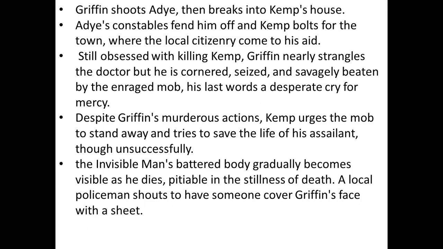Still obsessed with killing Kemp, Griffin nearly strangles the doctor, but he is seized and savagely beaten by the enraged mob. His last words, a desperate cry for mercy. Despite Griffin's murderous actions, Kemp urges the mob to stand away and tries to save the life of his assailant, though unsuccessfully. The invisible man's battered body gradually becomes visible and he dies. Pitiable in the stillness of death, a local policeman shouts to have someone cover Griffin's face with a sheet.